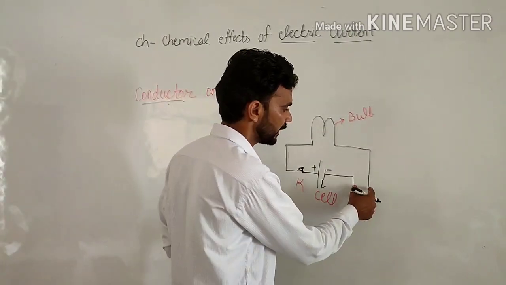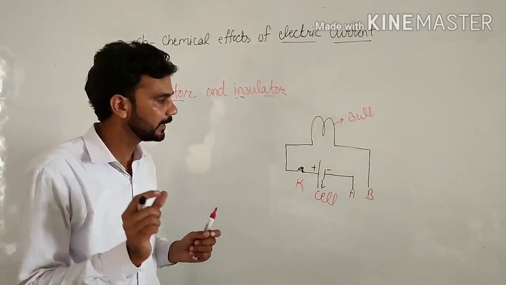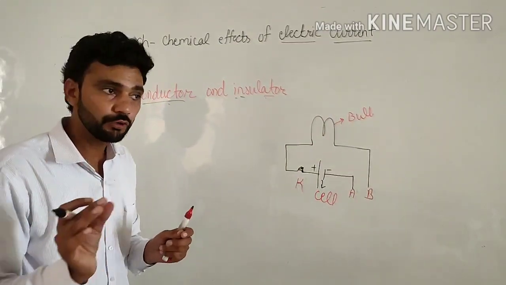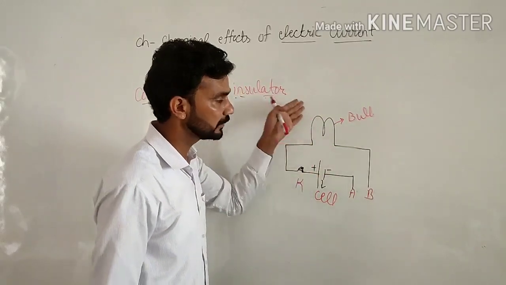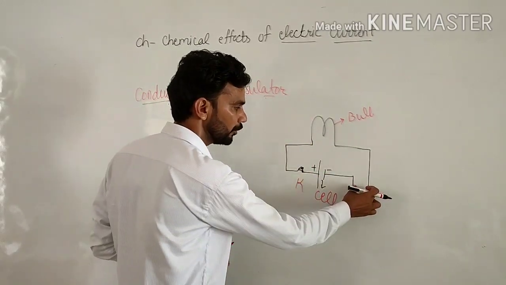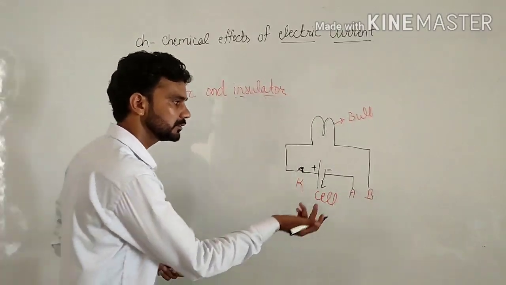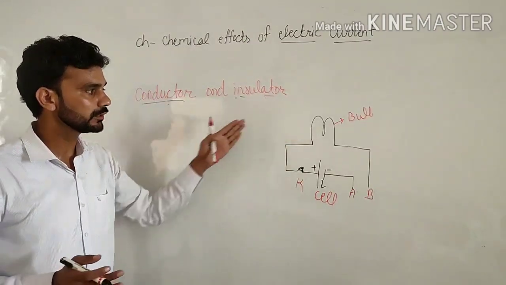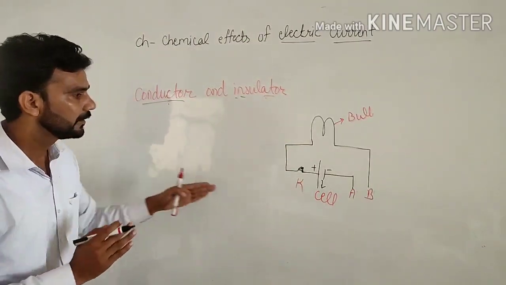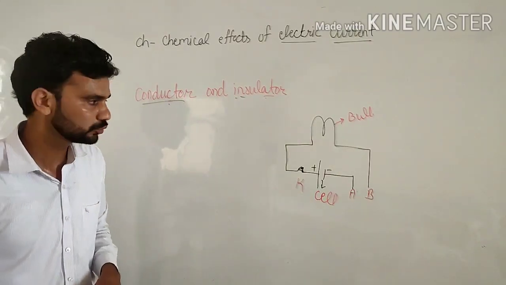Suppose we put an iron nail here, then the bulb will glow. It means the iron nail is a conductor. If we put a chalk, then the bulb will not glow. It means chalk is an insulator. If we put a wooden block here, then also the bulb will not glow. It means the wooden block is an insulator. So if the bulb glows, the material is a conductor. If the bulb does not glow, the material is an insulator.